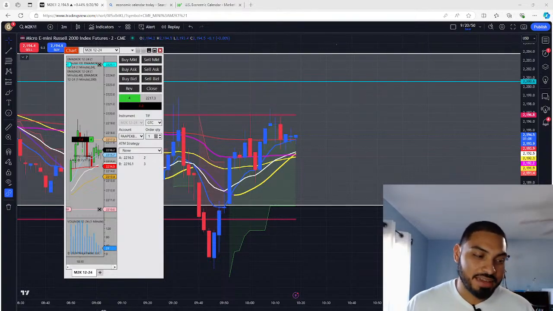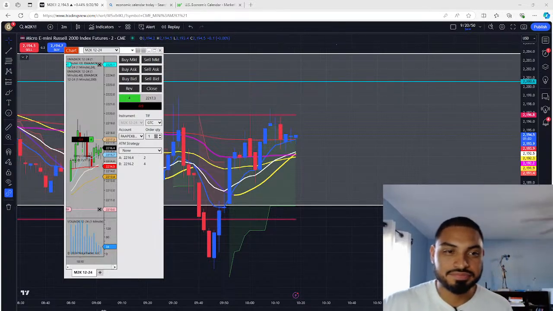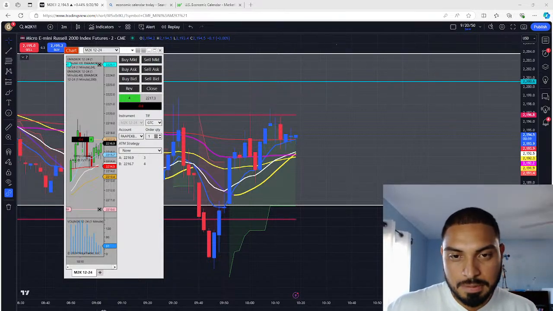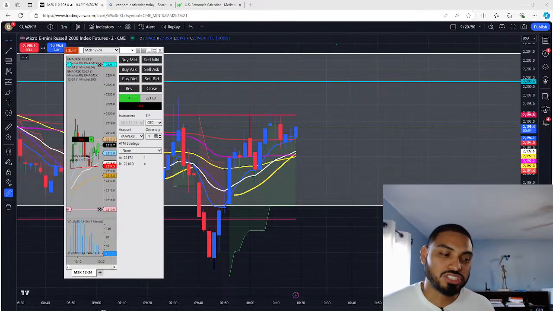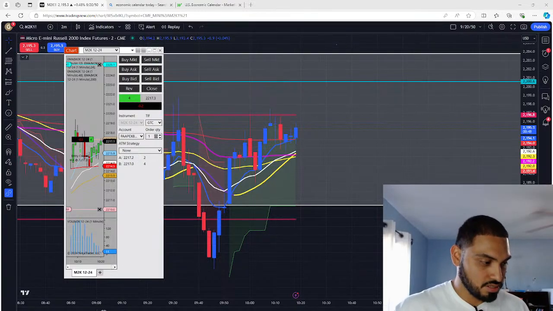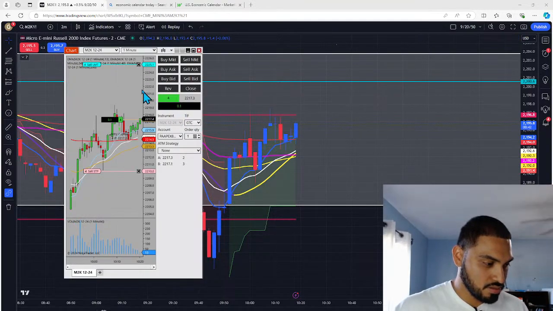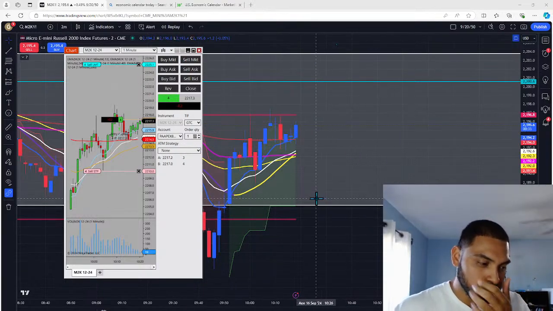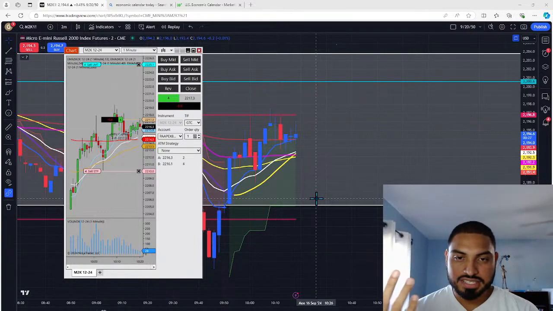The Dow Jones is trading all-time highs again. That's pretty insane, and we're probably gonna break that. I think we already broke it. Yeah, we made a new all-time high on the Dow Jones. Pretty crazy, dog. That's pretty crazy. Okay, so we're getting some bullish momentum here on the Russell. Let's see if we can continue being bullish.